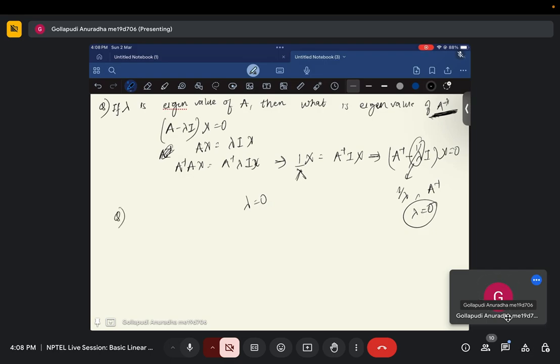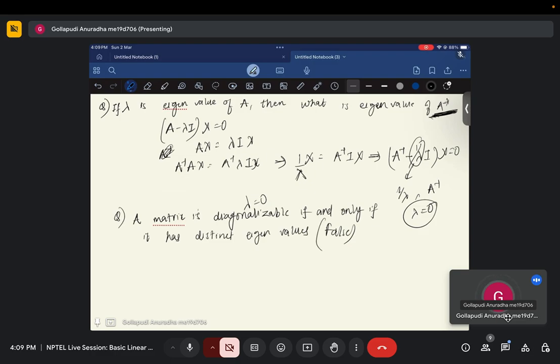Okay, so getting back to our question which we discussed before: a matrix is diagonalizable if and only if it has distinct eigenvalues. So actually this is a false statement. So let's see some examples for this. Even if the eigenvalues are repeated, we can diagonalize the matrix.